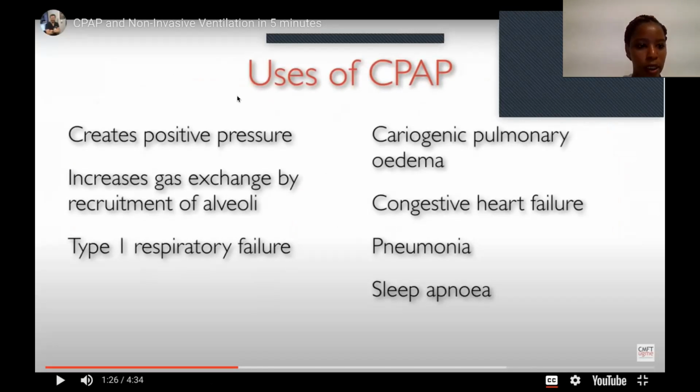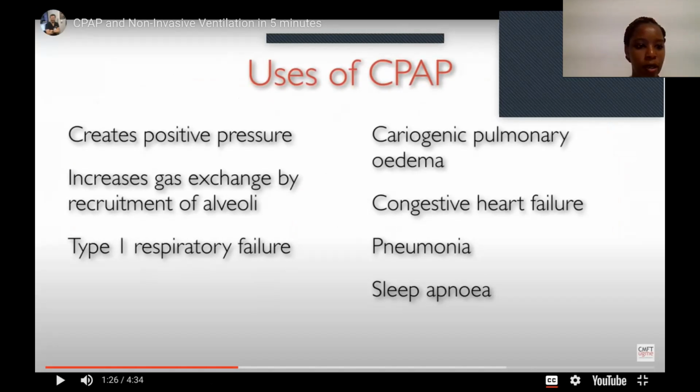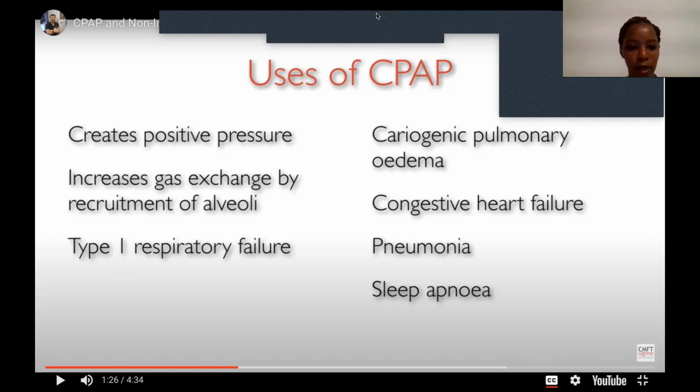So of note, when you're using CPAP, it creates positive pressure. So it increases gas exchange by recruiting alveoli, and is mainly used for type 1 respiratory failure: cardiogenic pulmonary edema, congestive heart failure, pneumonia, and sleep apnea.